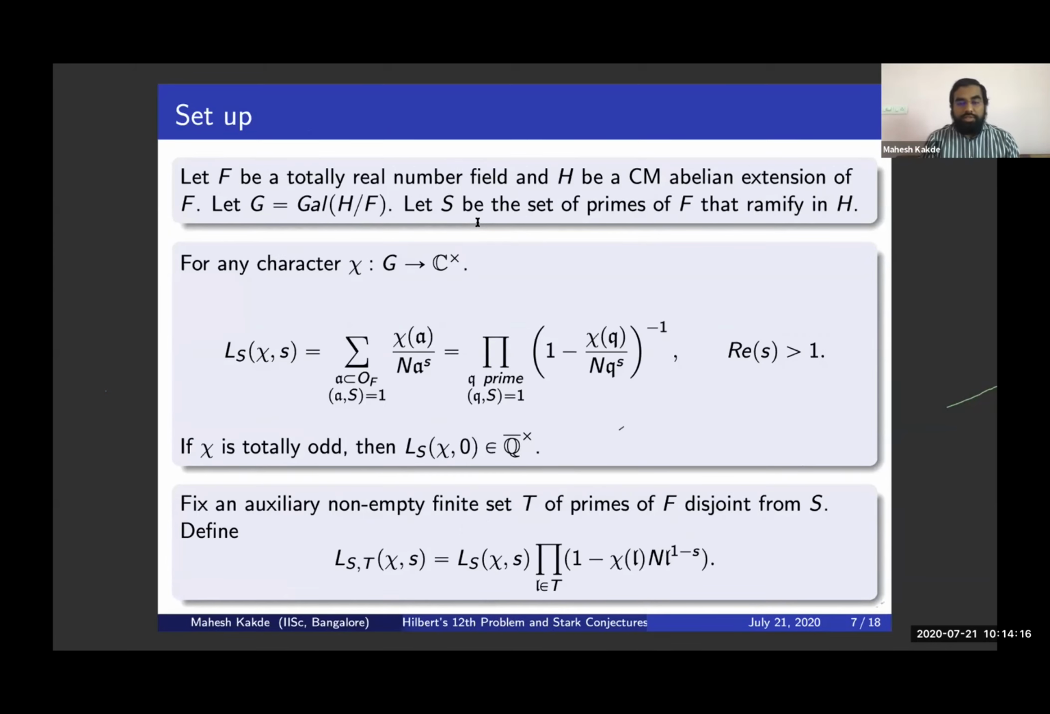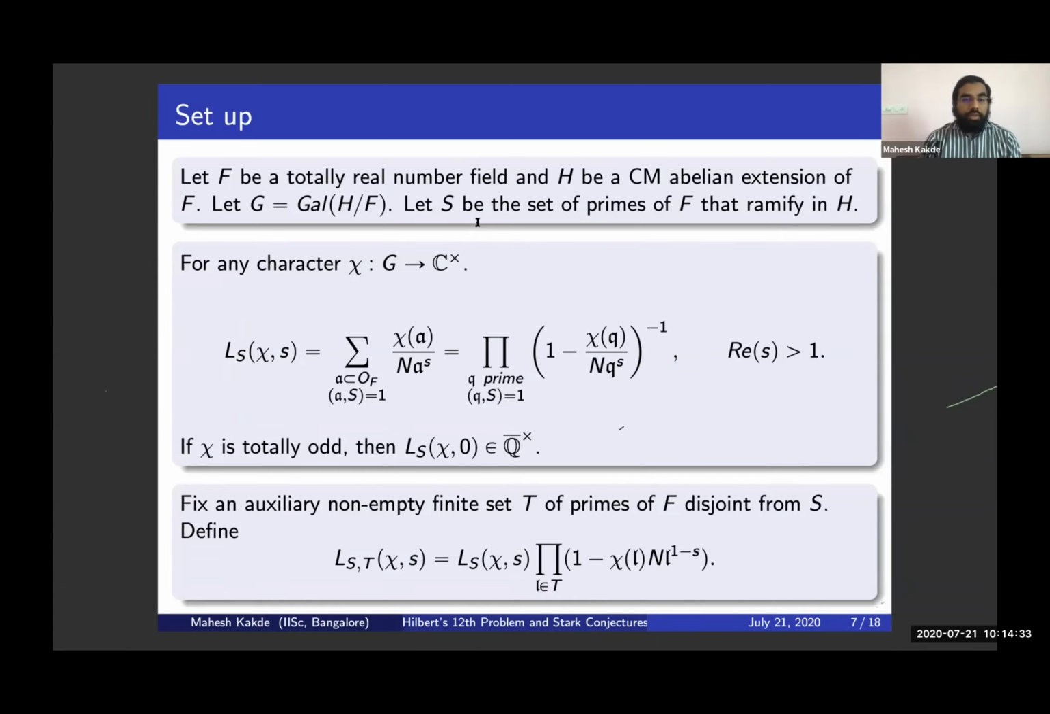So here's the setup. Again, F is a totally real field. H is a CM abelian extension of F, but H over F need not be quadratic. It could be a bigger extension, but it's abelian and finite.